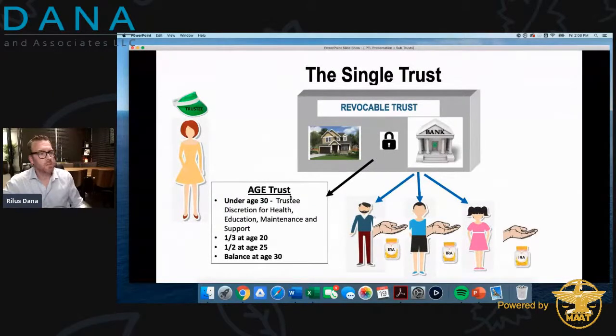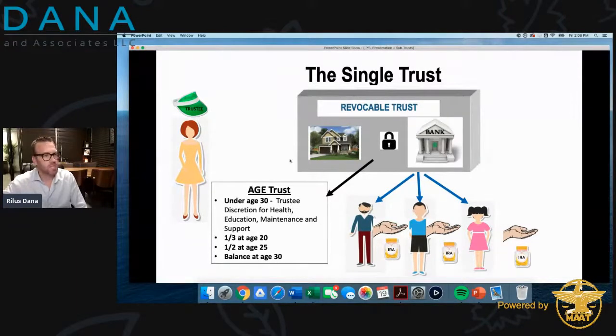Okay, so before I get into the Dynasty Trust, I want to go through and show how the Age Trust works. So this is the most common subtrust. This is what's included by default in all of our documents. We always do at least an Age Trust, and then sometimes people will need an additional type of subtrust as well.